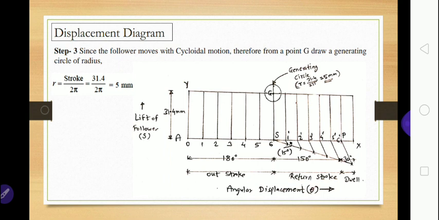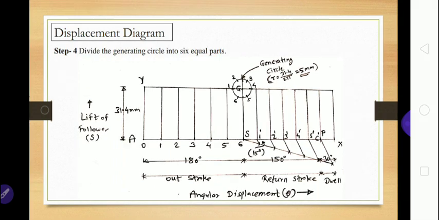The radius of that generating circle can be found by one formula: R is equal to stroke upon twice pi. The stroke is 31.4 here, divided by twice pi, you will get 5. Therefore the radius of that circle you will draw here as 5 mm. So at point G I have drawn one circle with a radius of 5 mm.